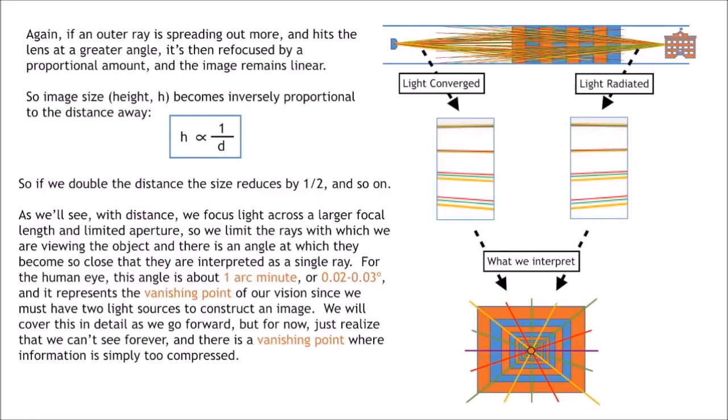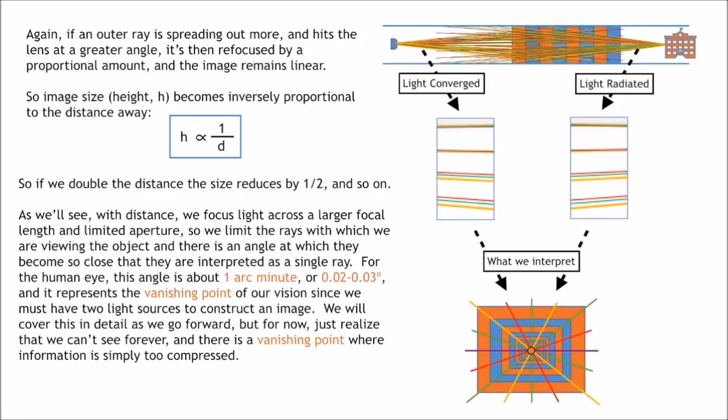So again, if an outer ray is spreading out more and hits the lens at a greater angle, it's then refocused by the proportional amount and the image remains linear by the lens. So image size, which is height or h, becomes inversely proportional to the distance away. So again, height is proportional to 1 over the distance. So if we double the distance, the size reduces by 1/2, and so on. That is how we view the world.